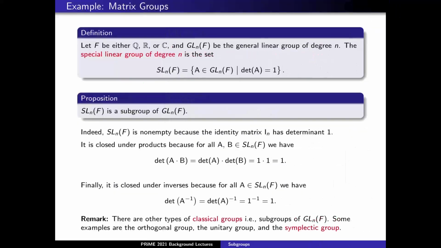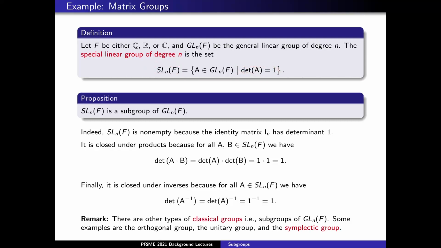Let us see this in action. So let us take F to be the rational numbers, the real numbers, or the complex numbers. And by GL_n(F), we will denote the general linear group of degree n. That is, those n by n matrices with entries in F such that the matrices are invertible. And that's going to be a group under multiplication. And we're going to define the special linear group of degree n, which we denote by SL_n(F), to be those n by n matrices in GL_n(F). So in other words, A is invertible by being in GL_n, and its determinant must be 1. And so that's the condition to be in SL_n(F).